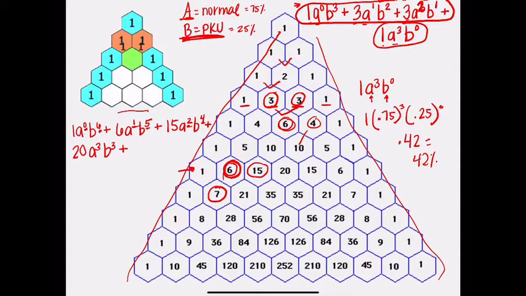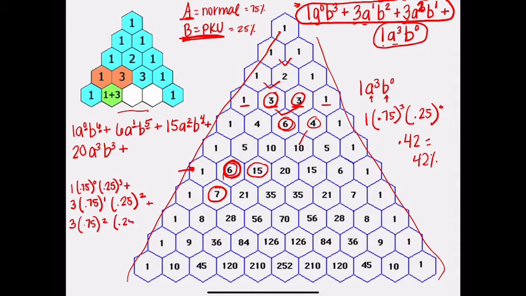So I'm running out of room a little bit here, but I'm going to do my best. 1, A was 0.75 to the 0, B was 0.25 to the 3rd, plus 3 times 0.75 to the 1st, 0.25 to the 2nd, plus 3 times 0.75 to the 2nd times 0.25 to the 1st, okay? And we're going to add those up. So let me work on that here on my calculator. You can be working it as well.